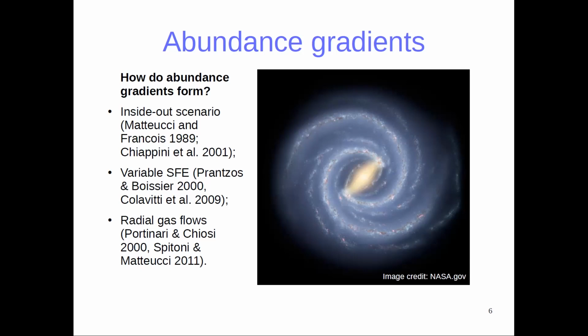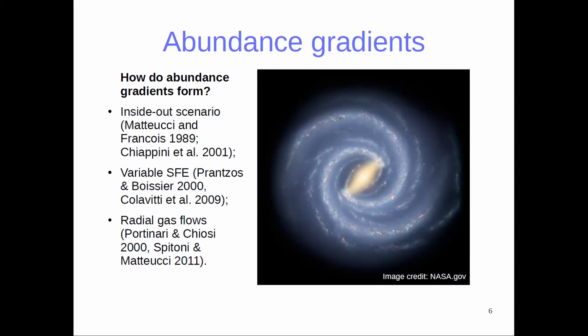We have to mention the inside-out scenario, namely that the inner parts of the galaxy form much faster than the outer ones. And then there are other ingredients that we need to include in our model to explain abundance gradients, namely a variable star formation efficiency, higher in the inner parts than in the outer ones, or radial gas flows flowing along the disk.